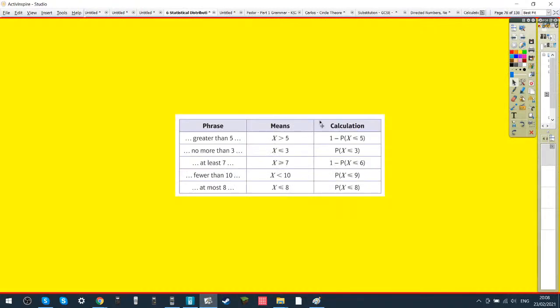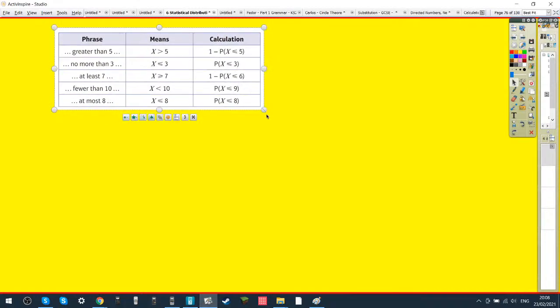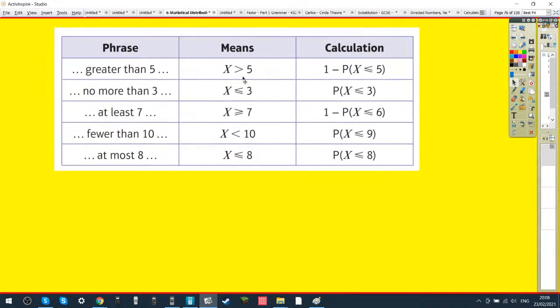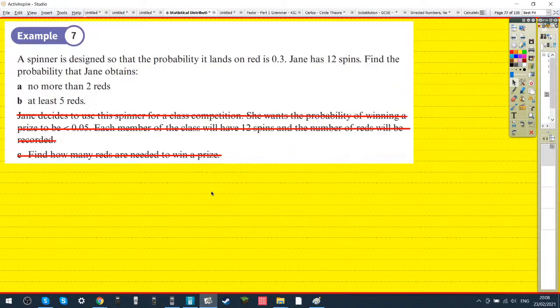So this one is just greater than 5, doesn't include 5. No more than 3 means 3 or less. At least 7 means 7 or more. Fewer than 10, so it can't be 10. And at most 8, so 8 or less. Yep. Alright, let's try this one.